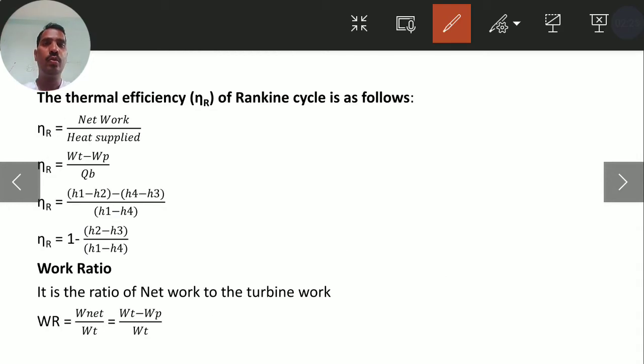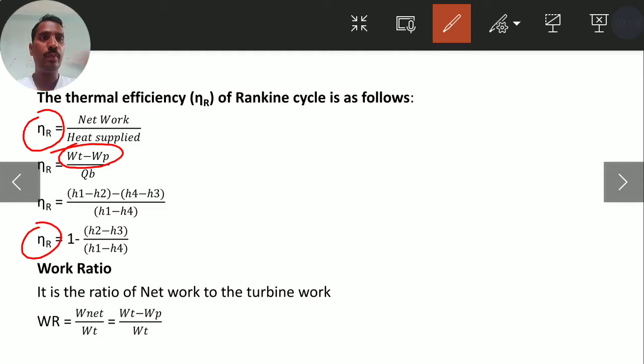Then we have seen how to calculate the performance of a Rankine cycle, which is indicated by the efficiency, the ratio of net work to the heat supplied. Net work is the work of turbine minus work of pump, divided by heat supplied in the boiler. This efficiency is calculated in terms of enthalpies, and the subscripts 1, 2, 3, 4 of the enthalpy indicate the inlet and outlet conditions of the turbine and the pump.